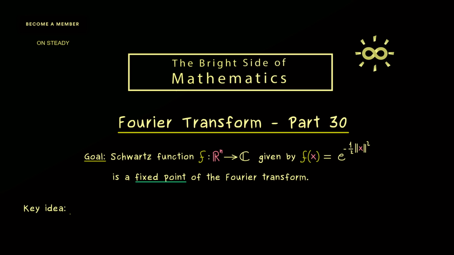And now the good thing is the key idea to show this is already given in one dimension. This means the function only has one variable and then we only find x squared in the exponential function. And to avoid some confusion, let's use the letter g in this one-dimensional case. And soon you will see the key idea here is that we consider a special ordinary differential equation. And this one is given by g prime is equal to minus x times g.